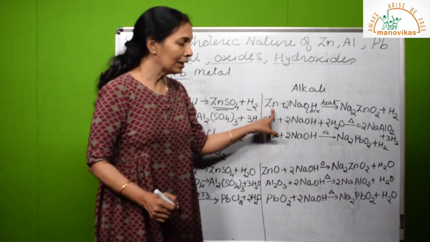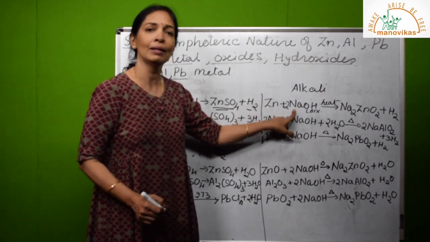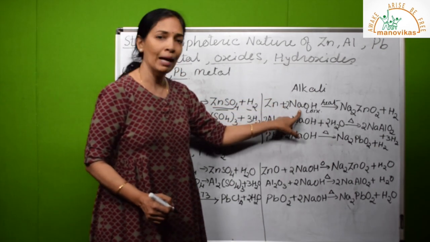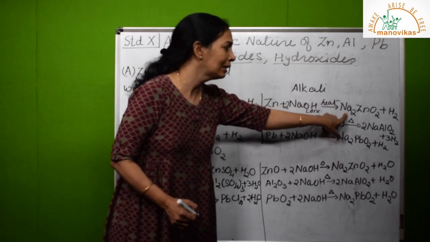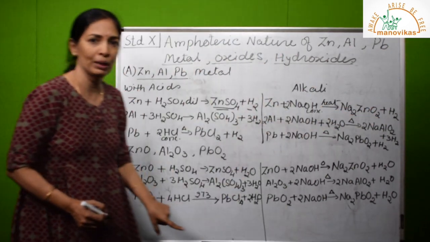The same zinc, when it reacts with alkali, sodium hydroxide, but here the alkali should be concentrated. The acid was dilute here. Concentrated alkali and we have to heat, then it will form sodium zincate, Na2ZnO2, and hydrogen gas is displaced.